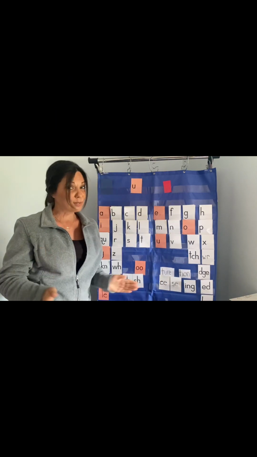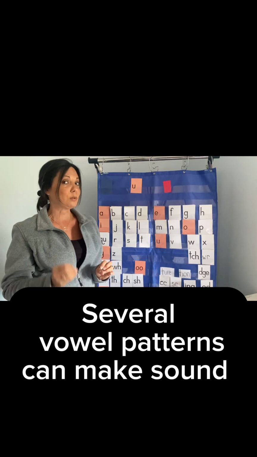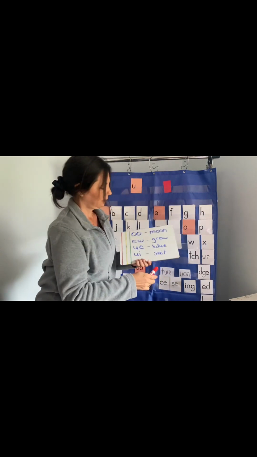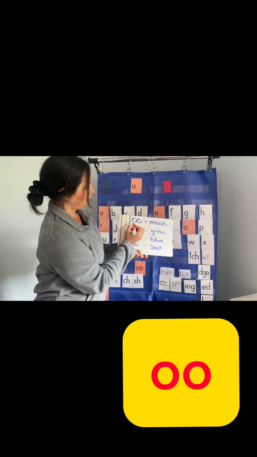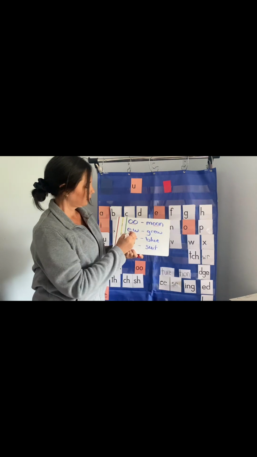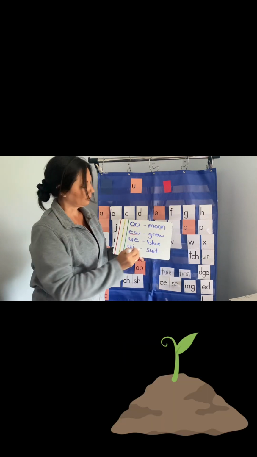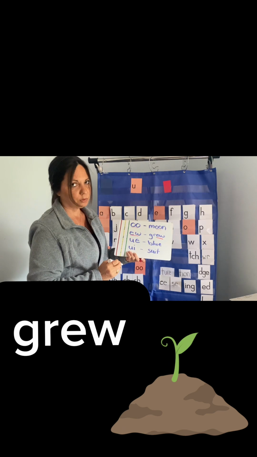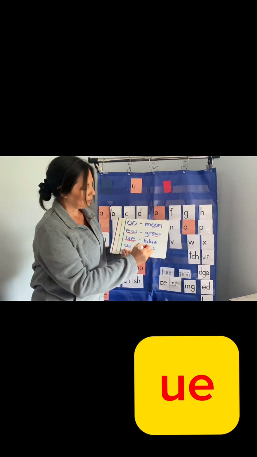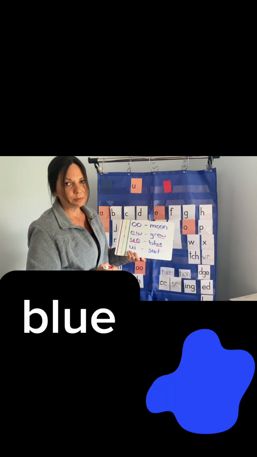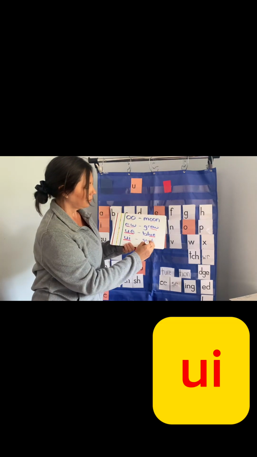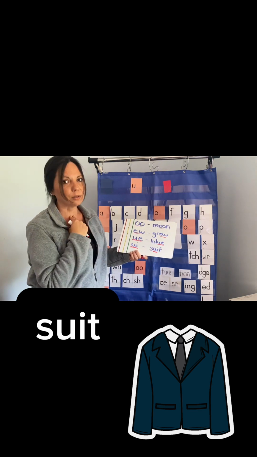Ooh. Well, there are several different vowel patterns that will make that sound ooh. Okay. And here we have them. We have the vowel pattern OO, like in the word moon, we'll say ooh. We have EW, like in the word grew, we'll make the sound ooh. We have UE, like in the word blue, we'll make the sound ooh. And we have UI, like in the word suit, will also make the sound ooh.